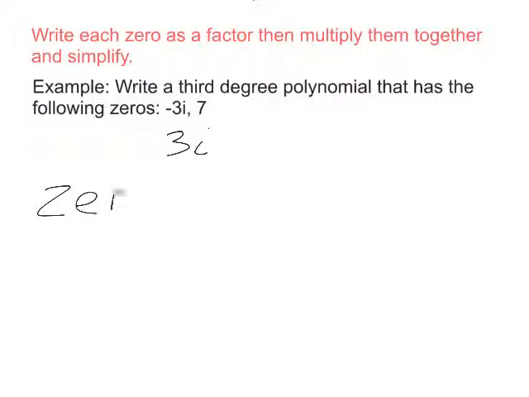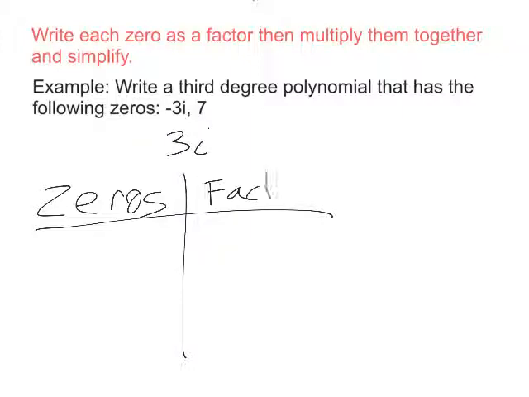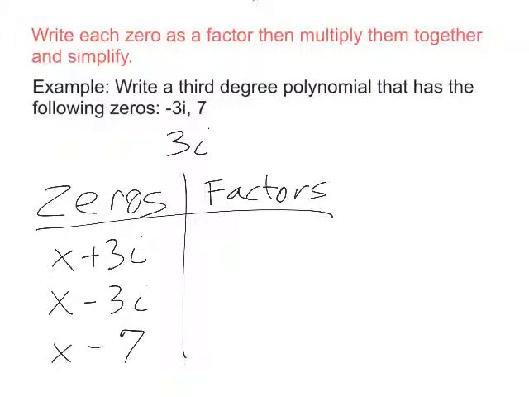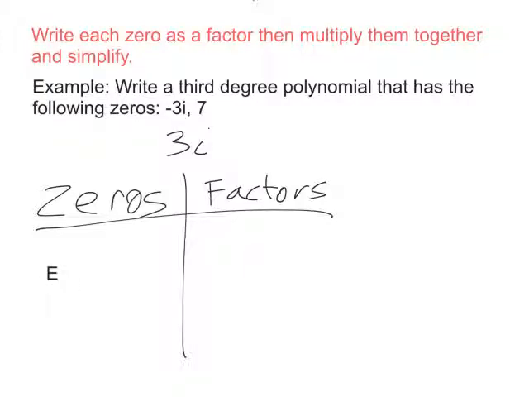So here's my zeros. This is the way I keep it together. I organize it in a little table, but you can do it a different way if you like. I'm going to get x plus 3i, x minus 3i from those two, the conjugate pair, and then x minus 7 from the one that's real. Oh, and I just totally wrote those in the wrong place. I am so sorry. Okay. Those were the factors. They should have been in the second column.